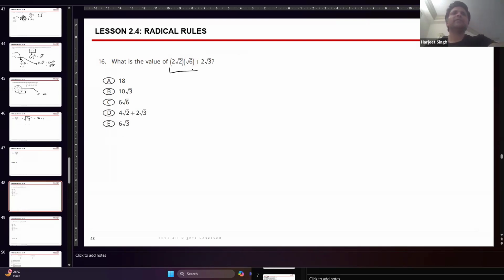Okay. How do we do this? So you can multiply the root 2 and the root 6 to get root 12. And then you can simplify that to 4 times 3, and you can take out the 4. And then you'll have 2 root 3 plus 2... no, you'll have 4 root 3 plus 2 root 3 equals 6 root 3.